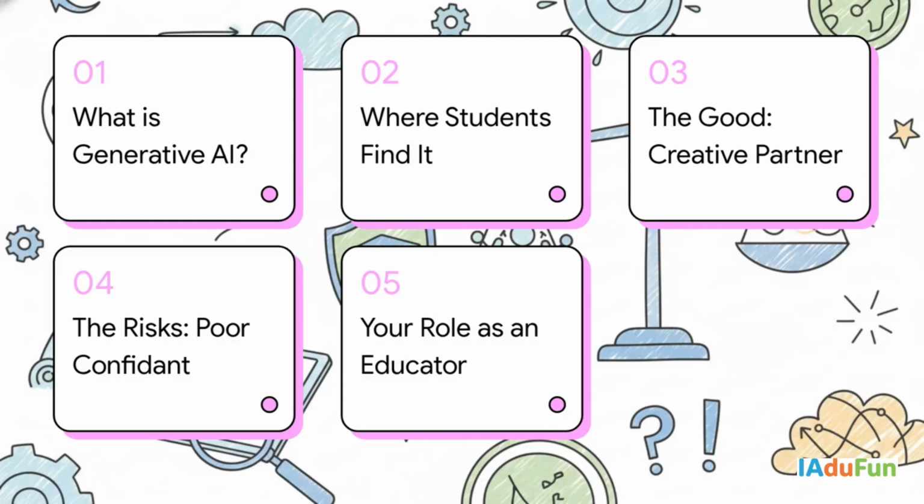To make sense of it all, we're going to break this down into 5 key parts. We'll start with what it is, then look at where your students are actually seeing it. We'll explore the good side, how it can be a creative partner, but also confront the very real risks. And finally, we'll talk about our role in the classroom.